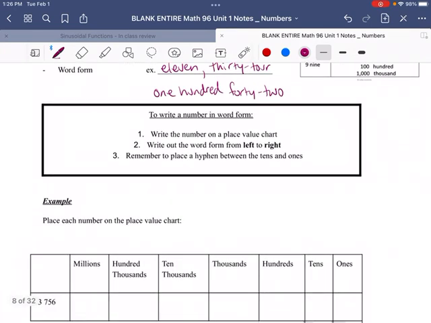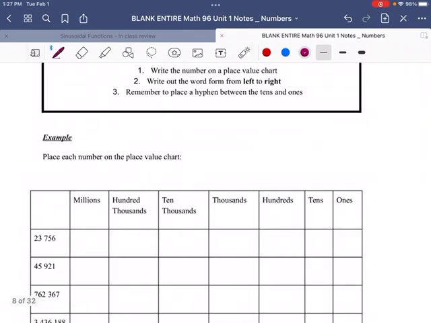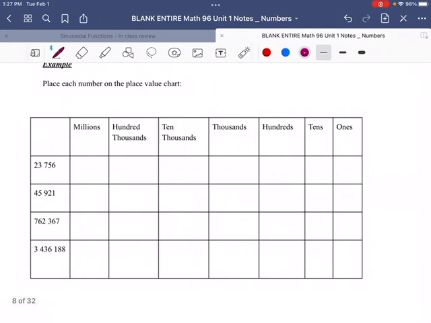So to write a number in word form, write the number on the place value chart, and then write out the word form from left to right. So let's do this first number here. So starting in the ones position, we put the 6, then we put the 5, then we put the 7, and then the 3, and the 2. So like that.